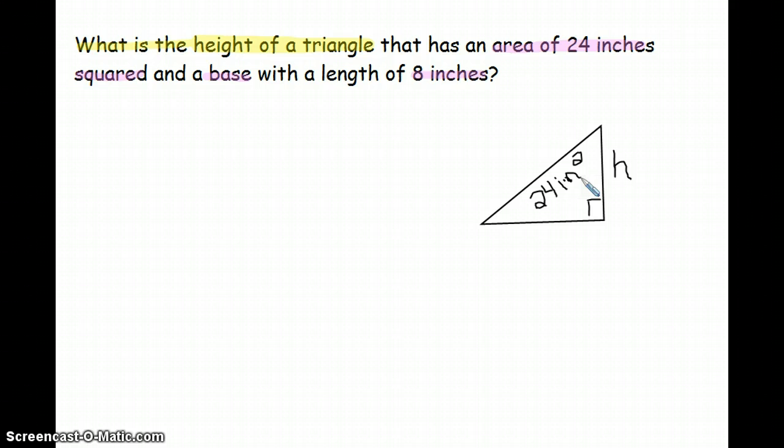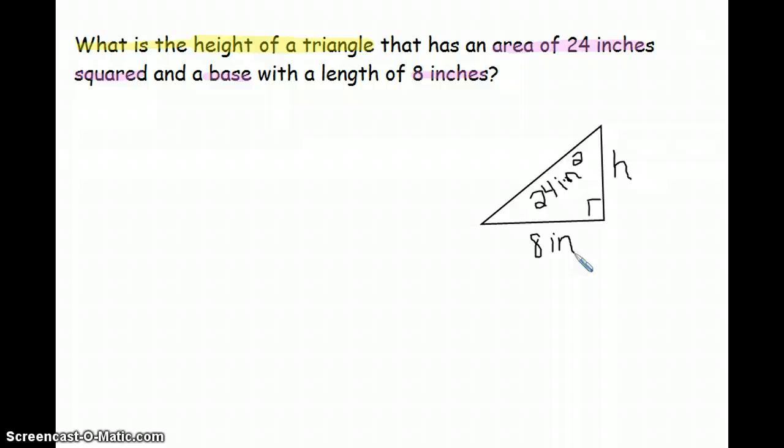Now remember, we talked about how this number is not actually an exponent, it's a superscript number, it's just the units here, so don't square your 24. And then the last thing that we know from our word problem is the base is going to be 8 inches. Base is typically what the triangle is sitting on, if you have it sitting upright. So the base of this triangle is 8 inches. Alright, so we know base, we don't know height, and we know area. So what formula are we going to use?